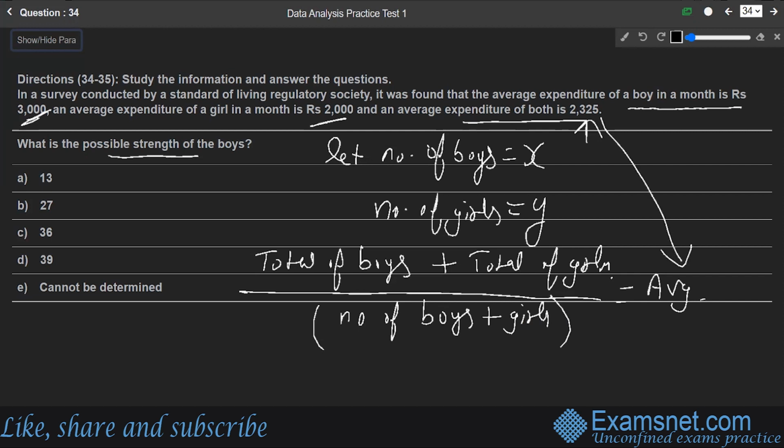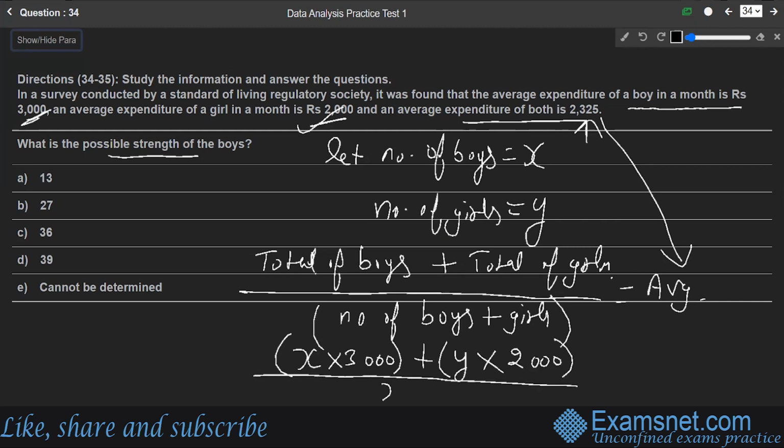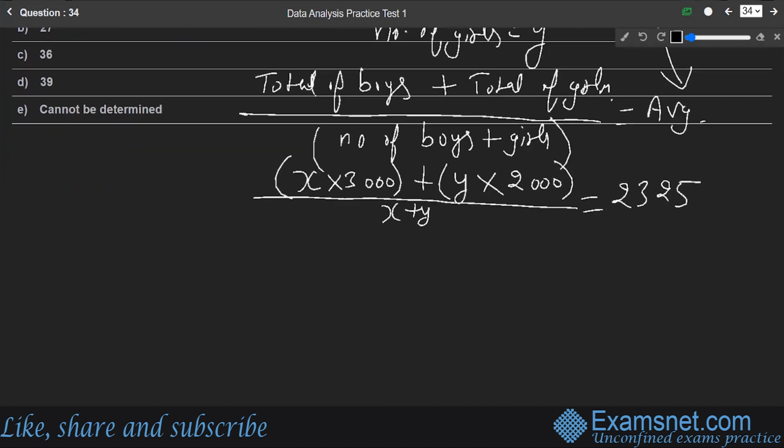So the total amount of boys will be the number of boys, that is X, into the average of a boy. The average of a boy is given as 3,000, so X into 3,000. That is the total amount with boys, plus the total amount with girls, which will be the number of girls Y multiplied by the average amount of a girl, 2,000, divided by the total number of boys and girls, X plus Y. And this is the grand average given to be 2325.